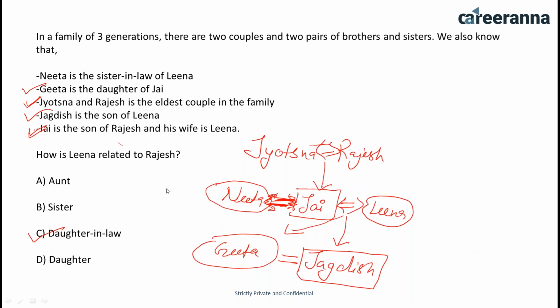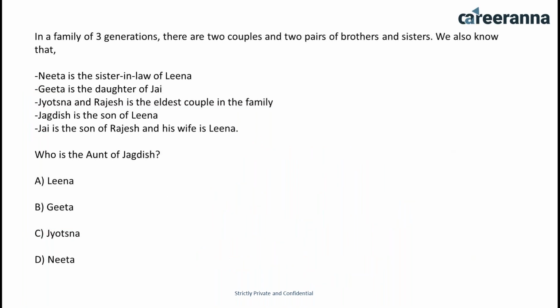Now let's see our next question. We have the same question, but the sub question is different. That is, who is the aunt of Jagdish? So you have to use the previous data. Who is the aunt of Jagdish?